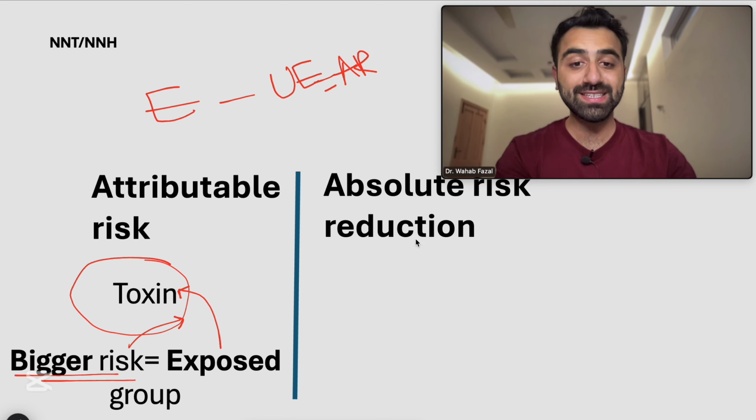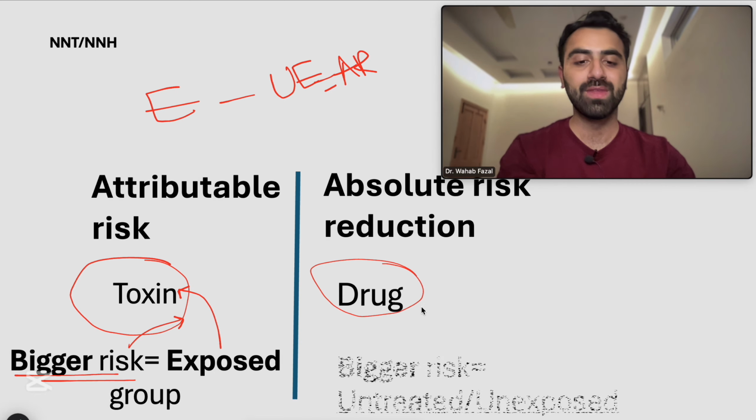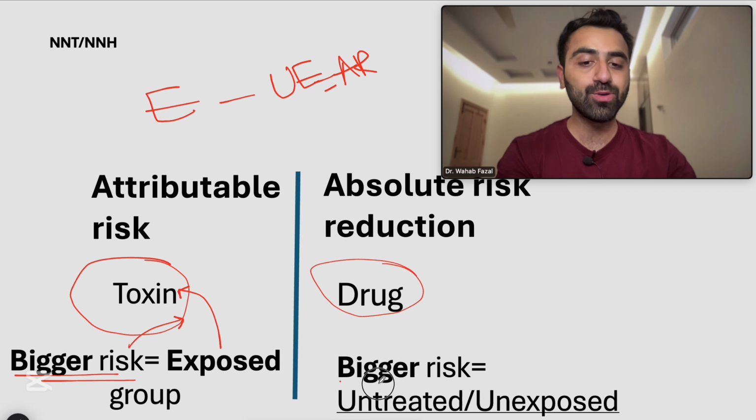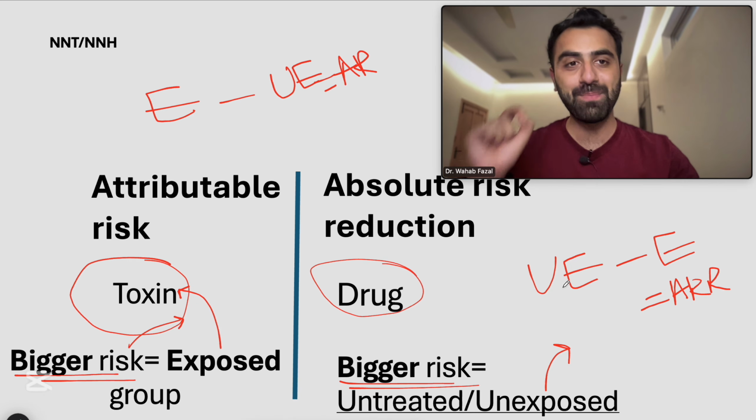And in absolute risk reduction, you have a drug, a treatment, a medication, something protecting you. And what would that lead to? In that group, the bigger risk group will be the untreated, the unexposed. So the formula for this becomes unexposed minus exposed is equal to ARR. Remember, this video is for the calculation of number needed to harm and number needed to treat.